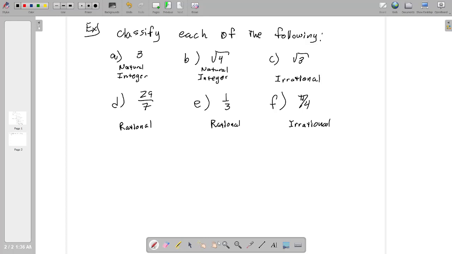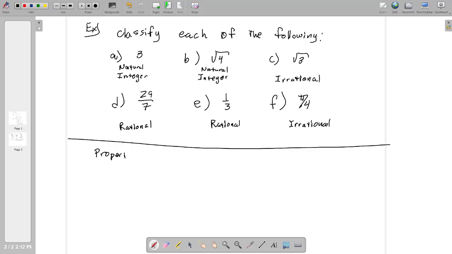Though it might look like a rational number, pi is not an integer. And since it's not an integer, this number is not a rational number in that sense. So pi is also an irrational number. Therefore, you have a rational or an irrational number overall.